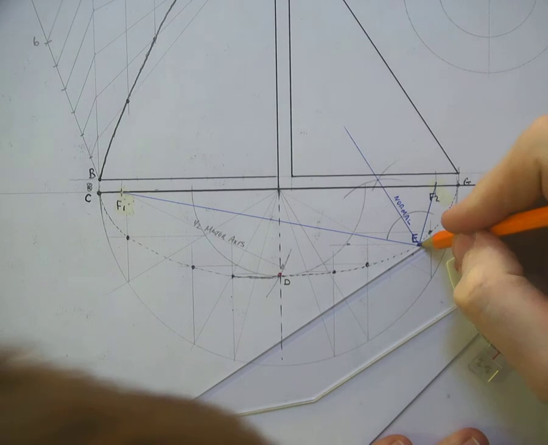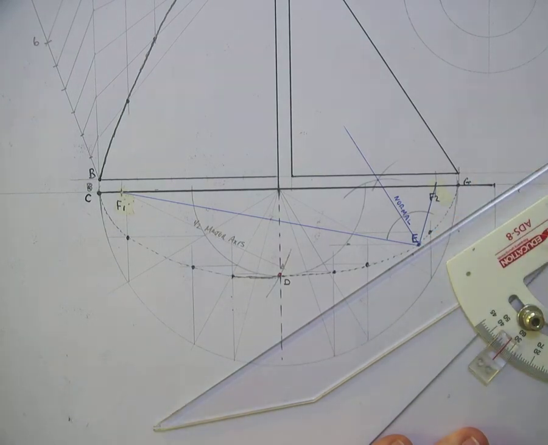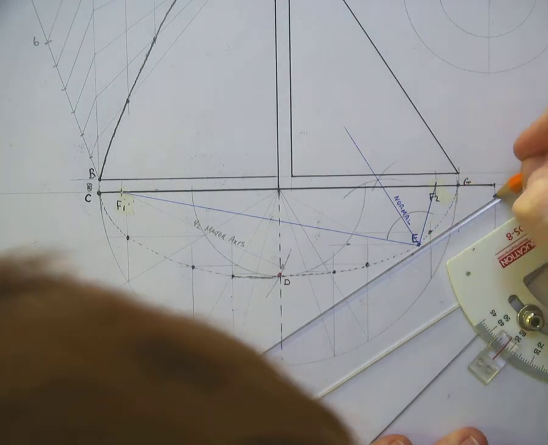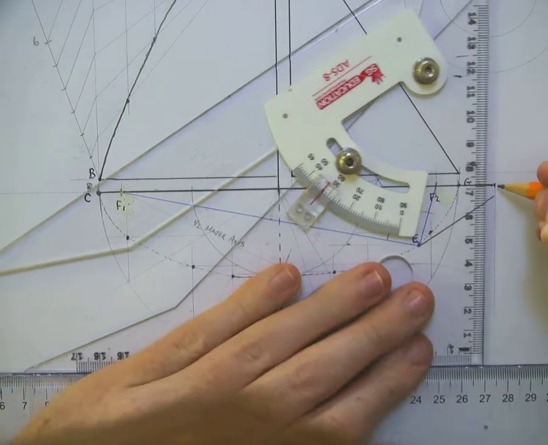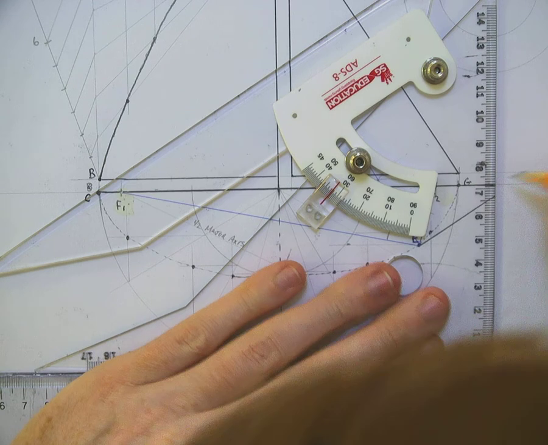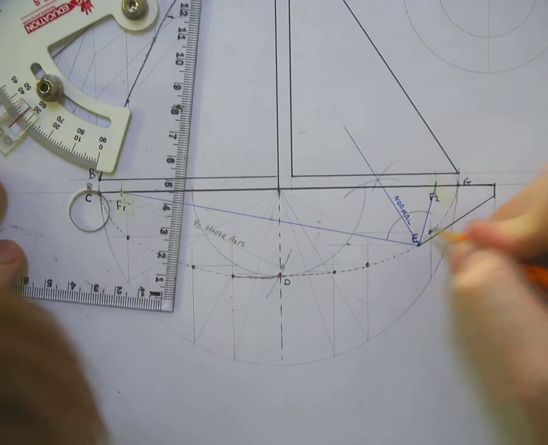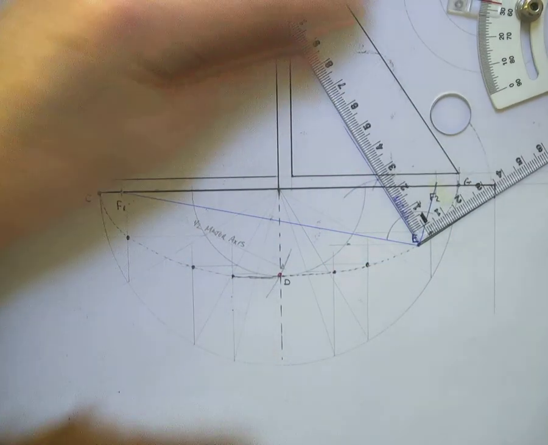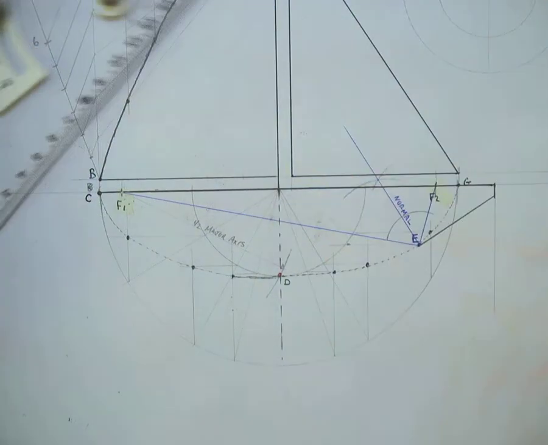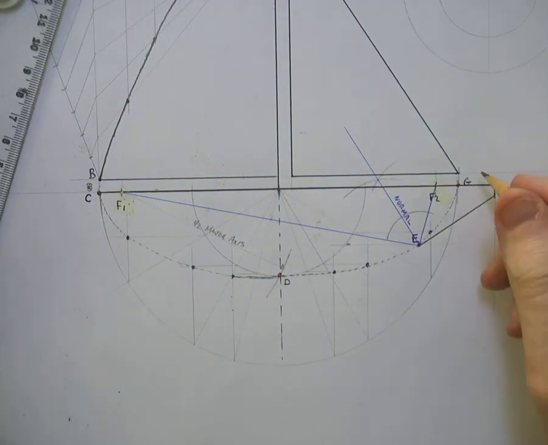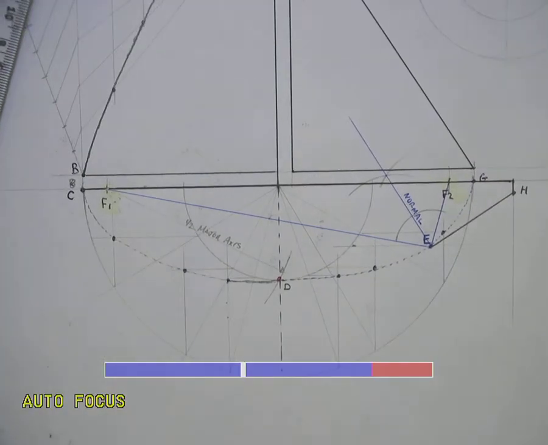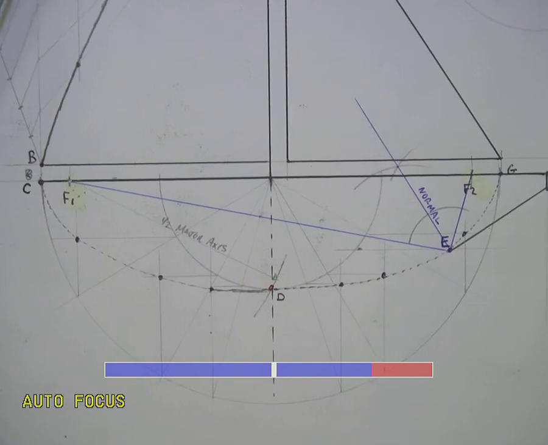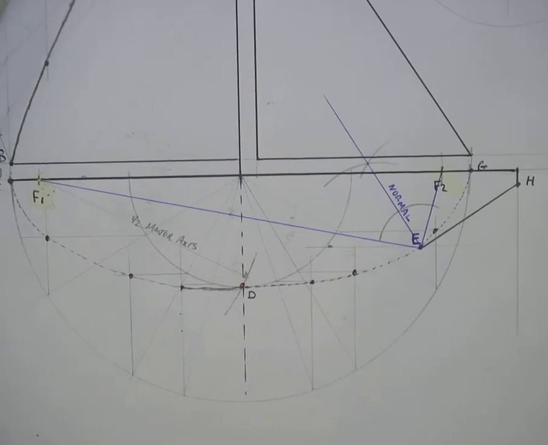So this angle here is that there. And I can just check it there with my set square there in the corner. So that gives me point H. I'm going to write H there. Gives me point H, right?